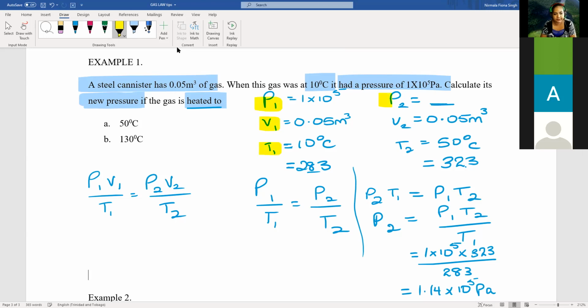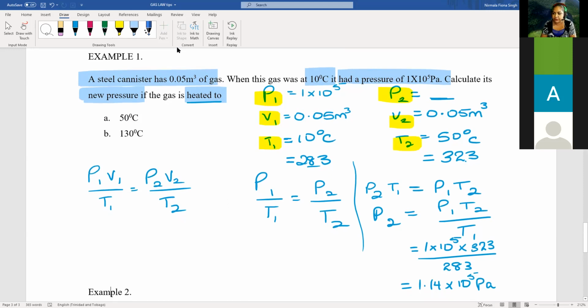P1, V1, T1, P2, V2, T2. Mind our questions. Let's get going. They said that our volume is constant. Why is our volume constant? Because it's in a steel canister. The steel canister implies that our volume is not changing, so our volume remains constant. So our V1 is going to be equal to our V2.